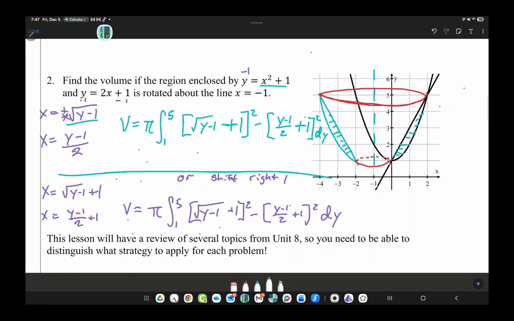And that is it. That is how we set these up.